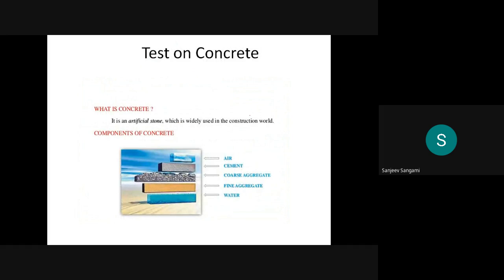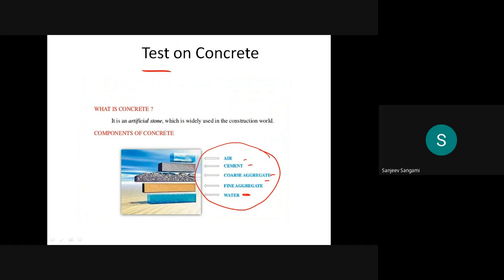Then we'll move on to the tests on concrete, which are the tests we are going to conduct on the concrete. You already know the components of concrete: air, cement, coarse aggregate, fine aggregate, and water. These are all required to make concrete. Previously, whatever we have discussed is related completely to cement.